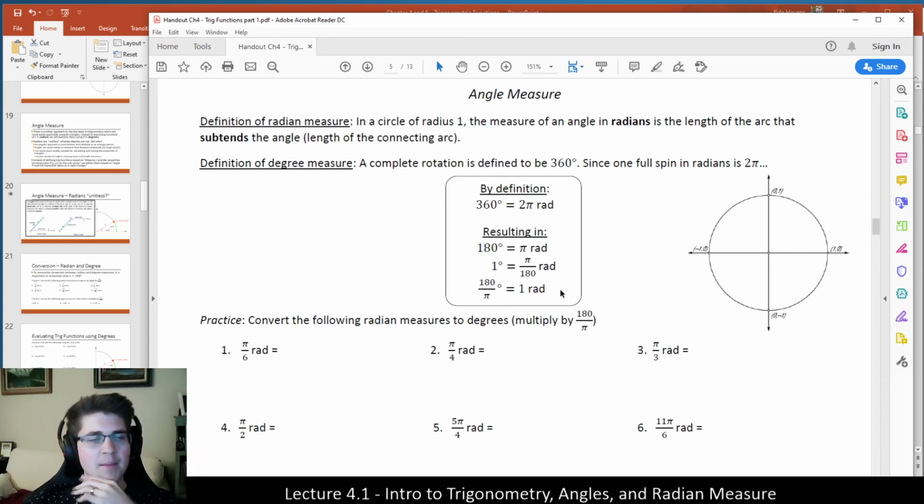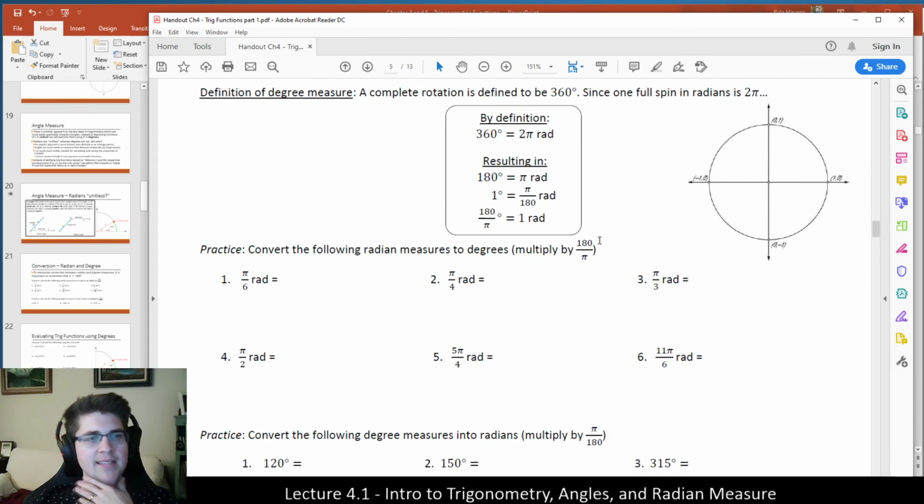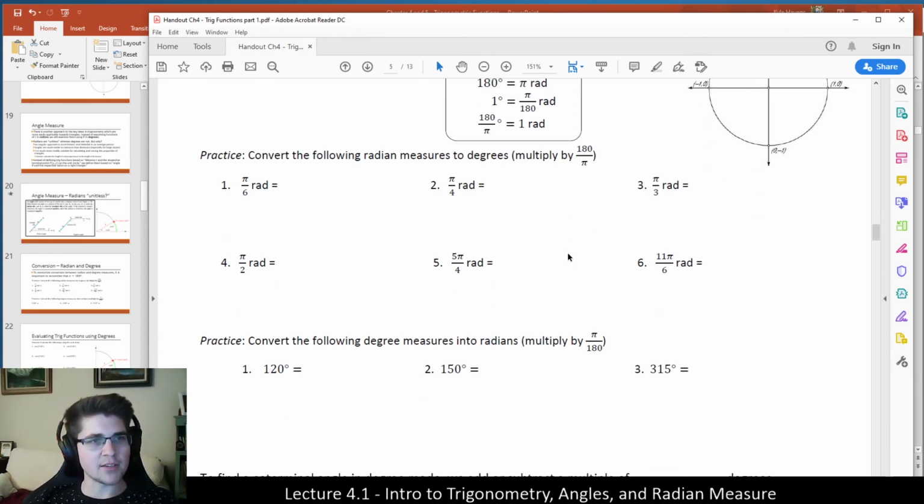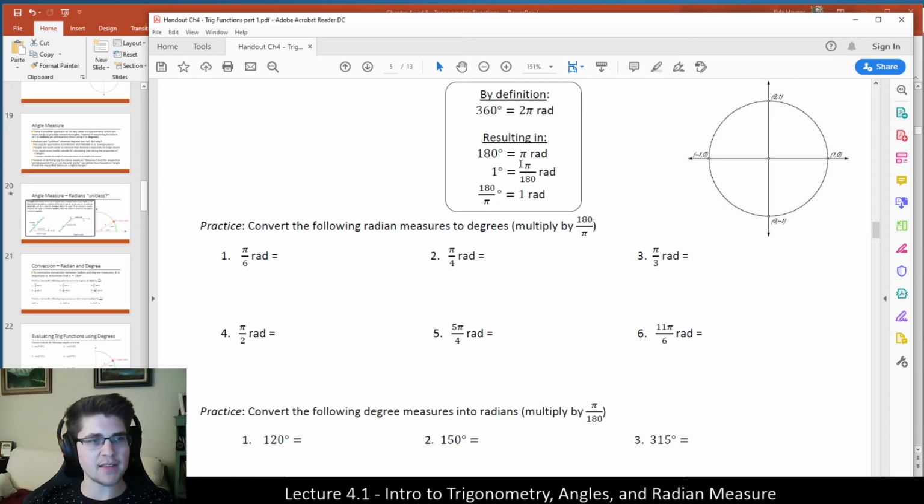But anyways, coming back to the lecture, my remaining point here is that if I want to convert between radians and degrees, we can use these fundamental connections, and these connections are important.